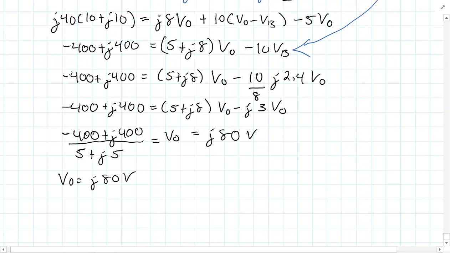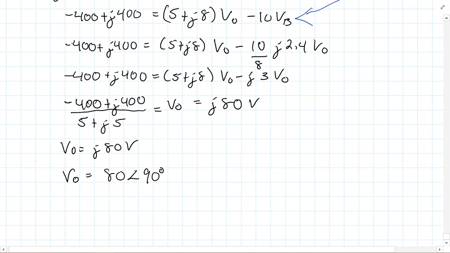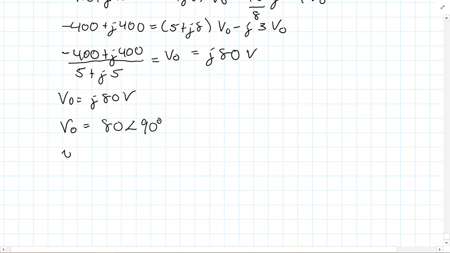But then we should again try to always write these as cosine functions. Converting this one to polar form is easy. You can use your calculator, but this is really a trivial one. This is just 80 at an angle of 90 degrees. Remember, those 90 ones you want to really be familiar with. And so this would mean that my V out is equal to 80 volts, remembering to put the cosine down this time, cosine omega t plus 90 degrees volts. And so that would be my final answer.